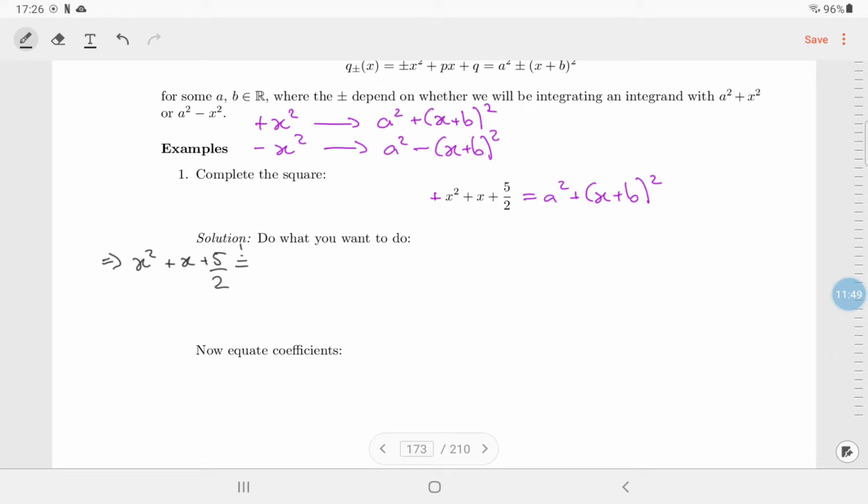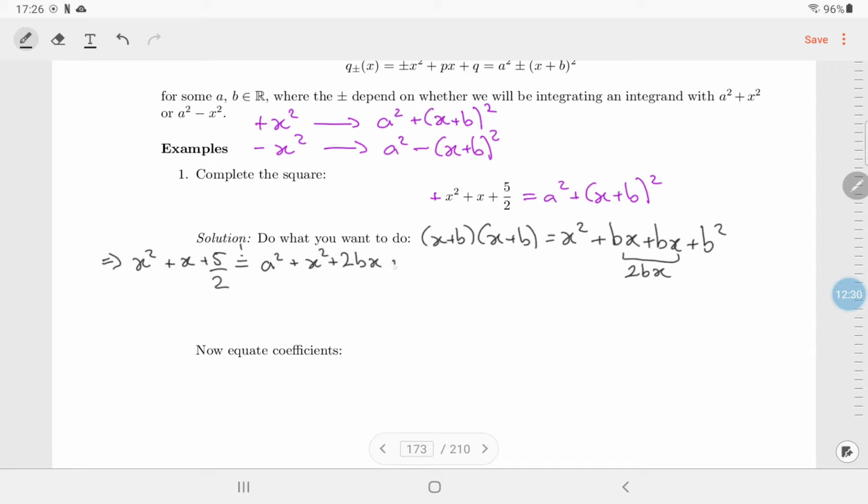Now what I need to do is multiply out carefully a squared plus (x plus b) all squared. Now (x plus b) all squared is something at this stage that you should be able to calculate. It'll be x by x, which is x squared, x by b, which is bx, b by x, which is another bx, and b by b is b squared. So (x plus b) all squared is x squared plus 2bx plus b squared.